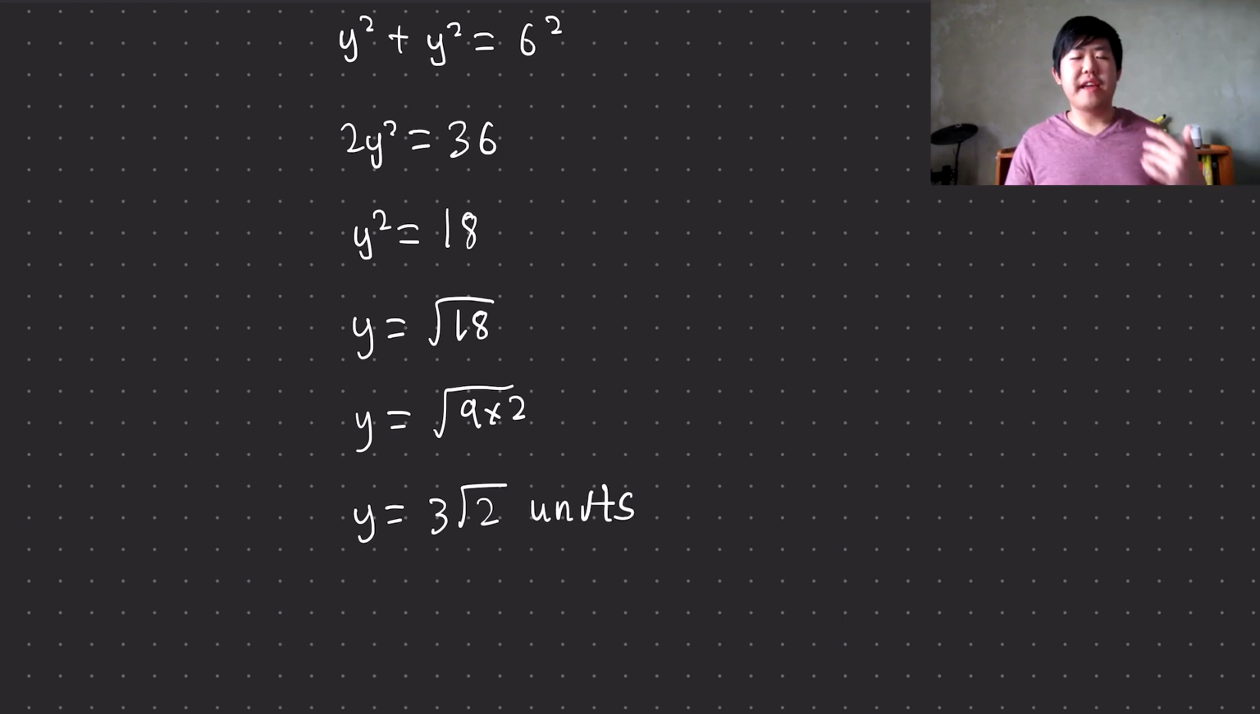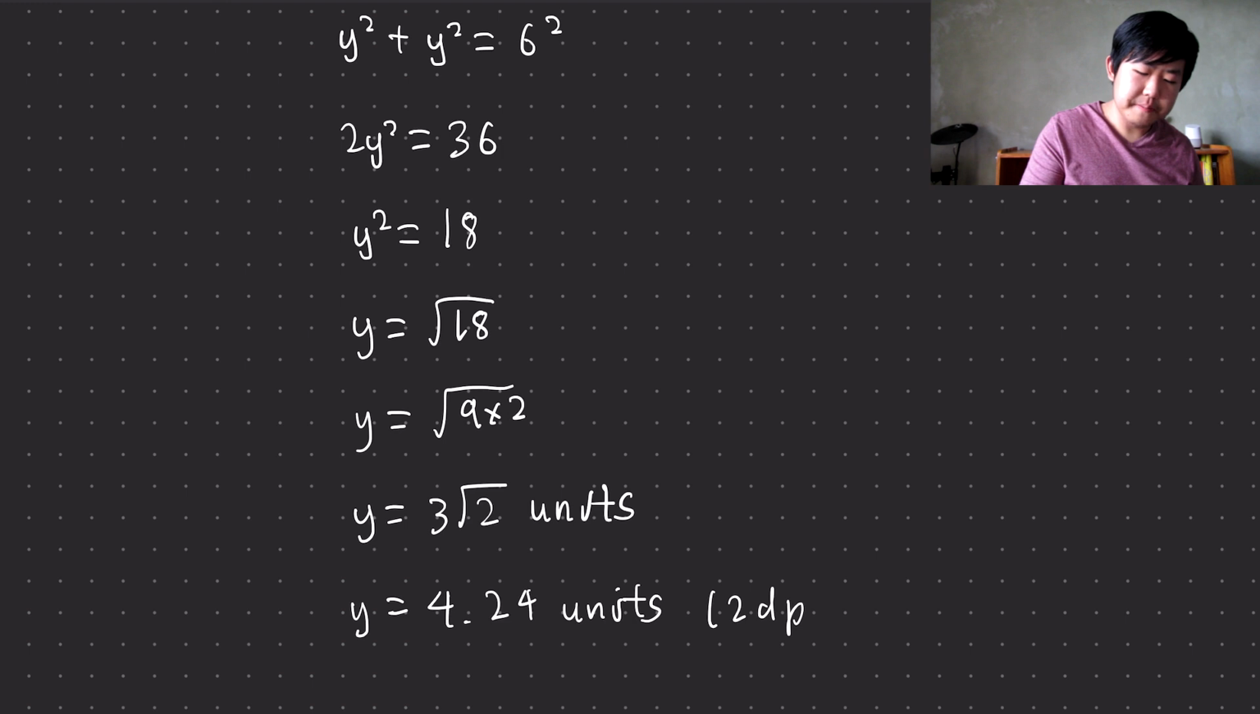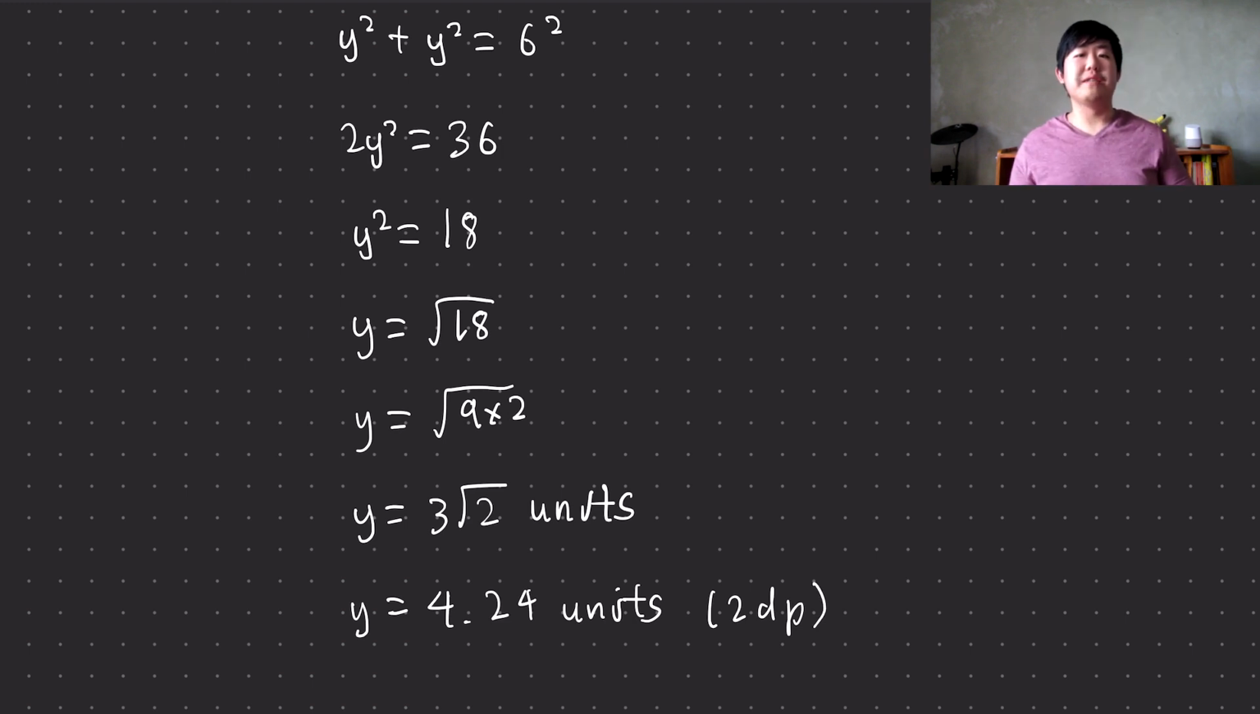As you see here, I left the answers from level 1, 2, and 3 as exact values, but depending on the question, they might ask you to actually calculate the surd. So they might ask you to round it to 2 decimal places or 2 significant figures. So depending on the question, slightly change your answer, but for this one, I'll actually calculate the surd. So if you just put in your calculator 3 root 2, the answer is going to be 4.24 units, 2 decimal places. So there you go, that was level 3.